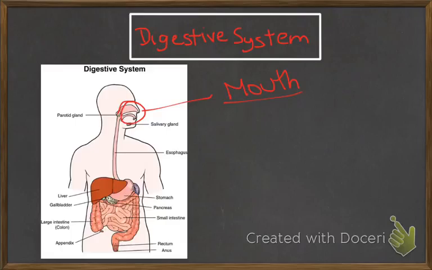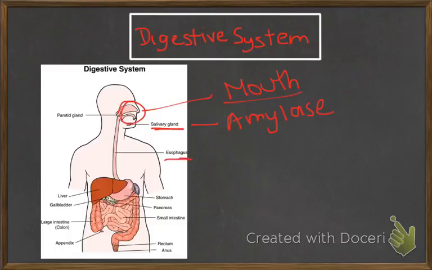Also, at the mouth, we can find the salivary glands, which produce a very important enzyme called salivary amylase. What this enzyme does is break down food, more specifically carbohydrates, and also lubricates the passage of food through the esophagus to the stomach, and keeps the mouth and other parts of the digestive system moist.